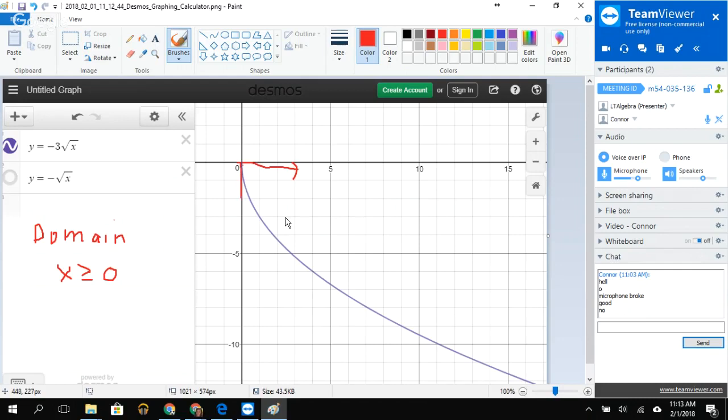Our range is our y values. And our range this time is going to be that y is actually less than or equal to 0. And that is because of our negative sign. So the negative sign affects the range. The multiplying by 3 actually does not affect the range. It just keeps it in the same spot.